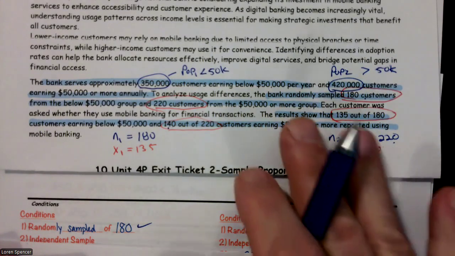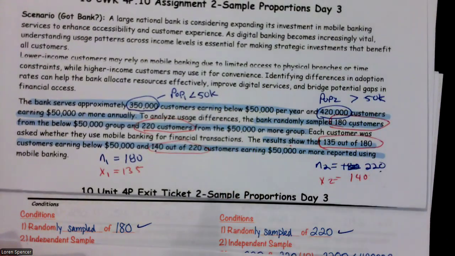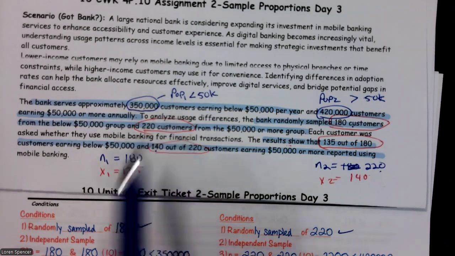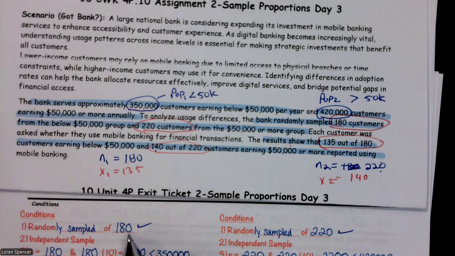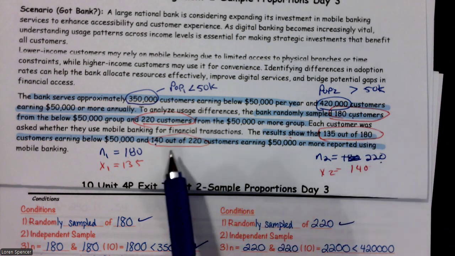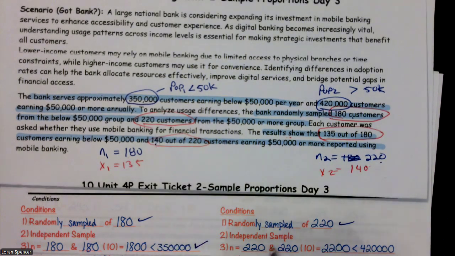Then we need to make sure that our samples aren't too big. All right, so we're going to have to compare our sample sizes to the population. Well, our population for under 50,000 was 350,000. So we're going to take the 180 from our sample size and multiply it by 10. So that's N1 times 10 is 1,800. That's definitely less than 350,000. So this sample isn't too big. When we go to the other one, we had a sample of 220. 220 times 10 is 2,200, and that's less than our population of 420,000, so that sample is not too big.